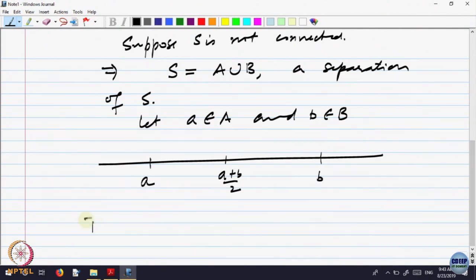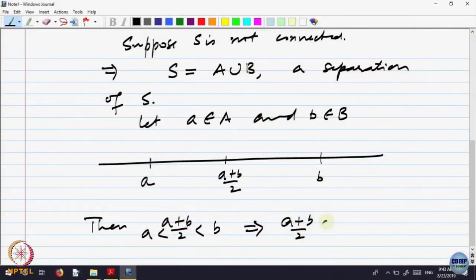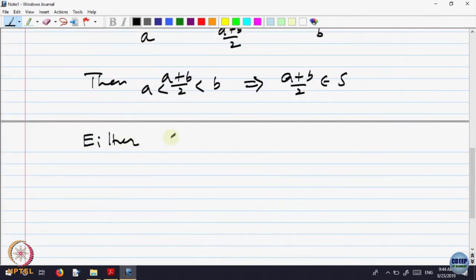So then the midpoint is between a and b. We know that a is less than b, and S is an interval, so anything in between must be an element of the interval. So (a plus b) by 2 belongs to S. Now if it belongs to S, S is A union B, so it will either belong to A or to B. So two possibilities: either (a plus b) by 2 belongs to A or (a plus b) by 2 belongs to B.